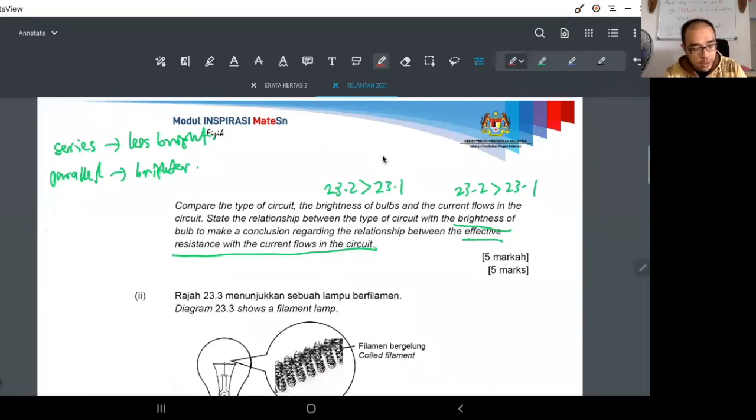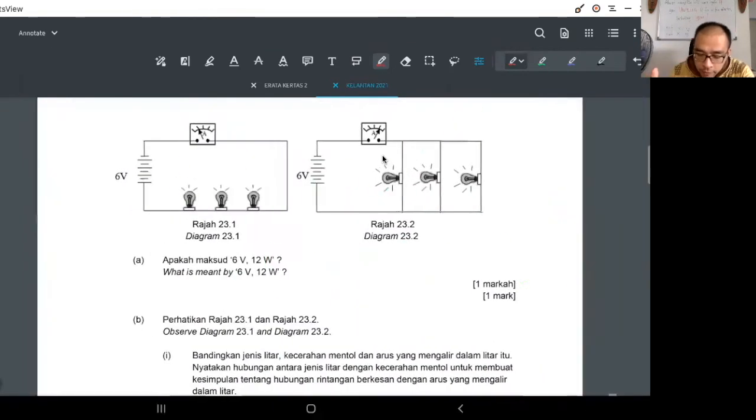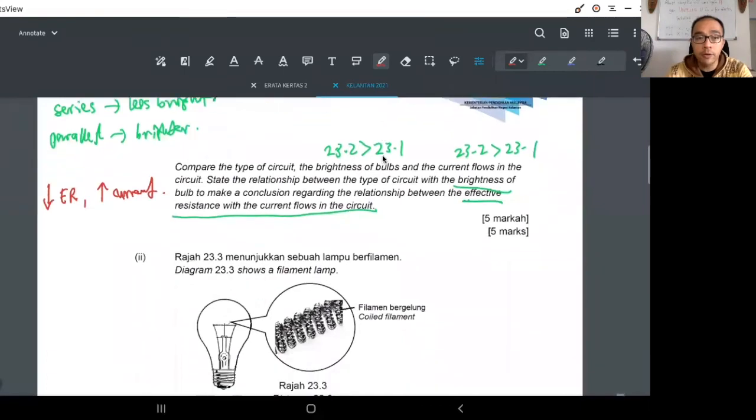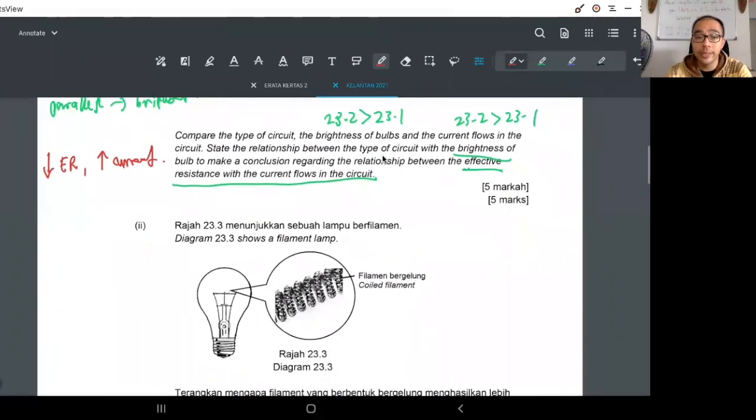Okay, so the smaller the effective resistance, the bigger the current flow. That's the relationship we want. Smaller resistance means more current can flow. More current can flow means your light bulb will be brighter.